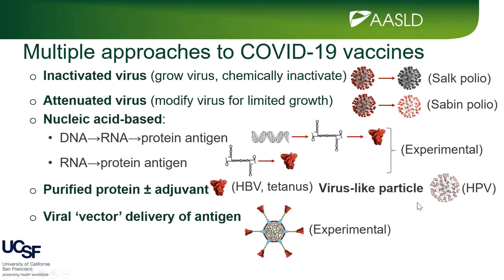A variation of this is the generation of so-called virus-like particles, where the only antigenic or the only viral component is the protein itself assembled in such a way that it's actually presented in a format that looks to the immune system very much like a whole virus. And this is so far only used for the very, very successful human papillomavirus vaccine. It's a bit expensive, it's time consuming, but it's so far been very, very effective at generating effective immune responses.